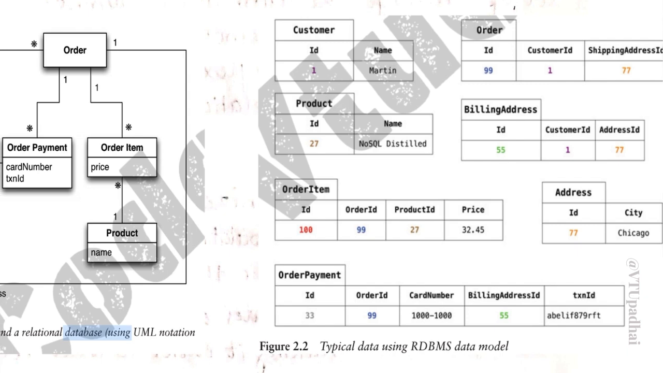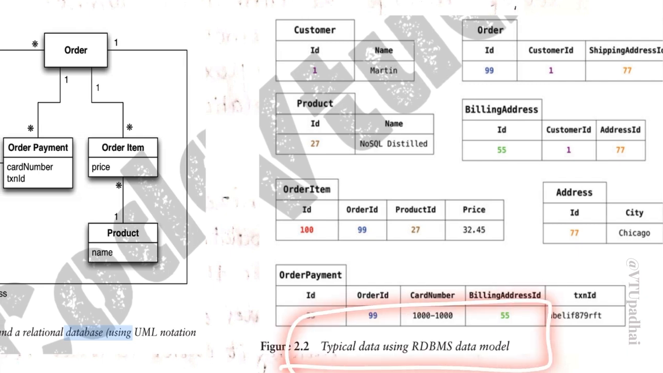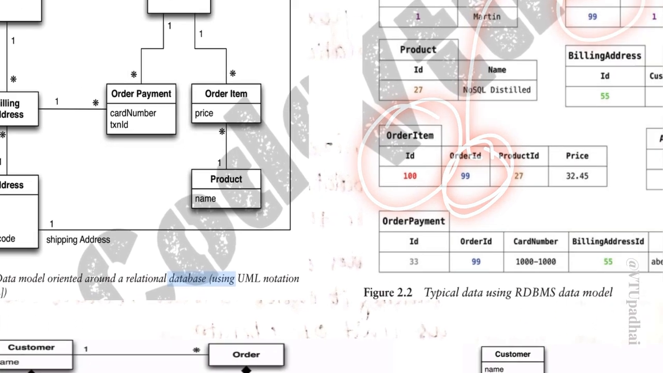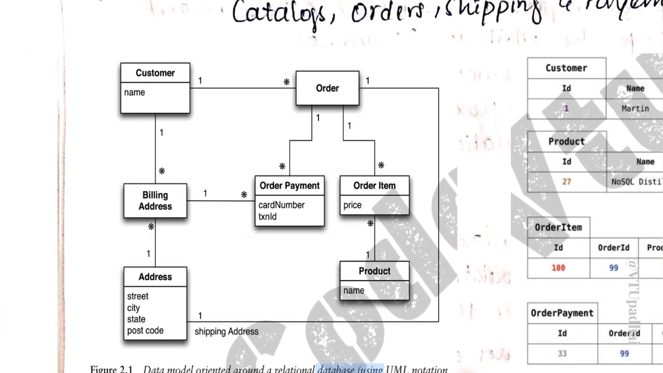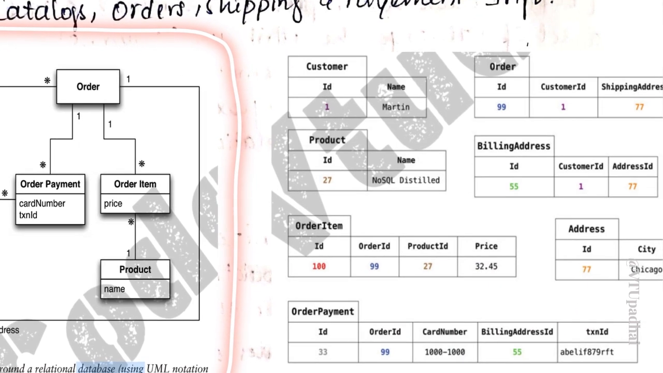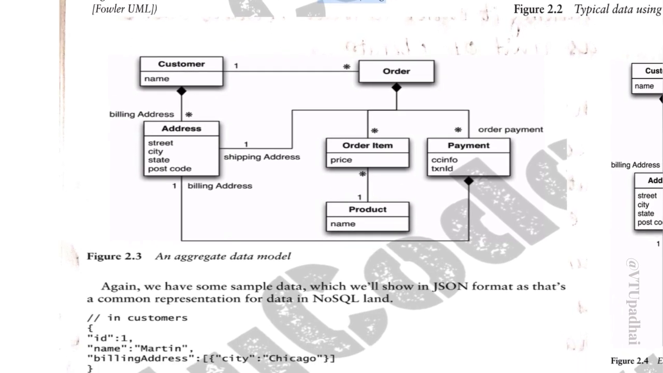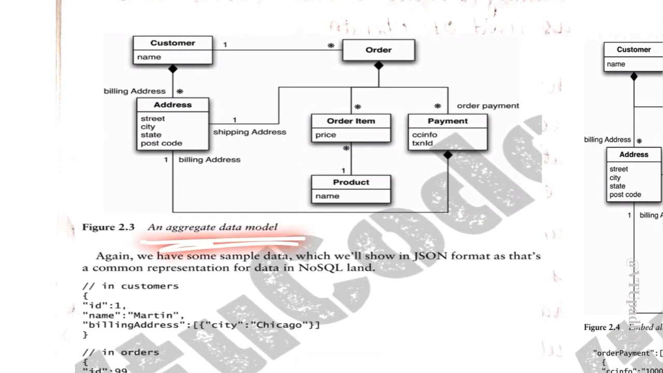On the other hand, this is again typical data, where you can see the data is being stored using the RDBMS data model. You have the order item here, and the order ID is referred to here. So this is the foreign key, right? In the exam, if they ask, first you should draw the relational model. This is not required, just for our understanding. After that, we have to come up with this aggregate data model.